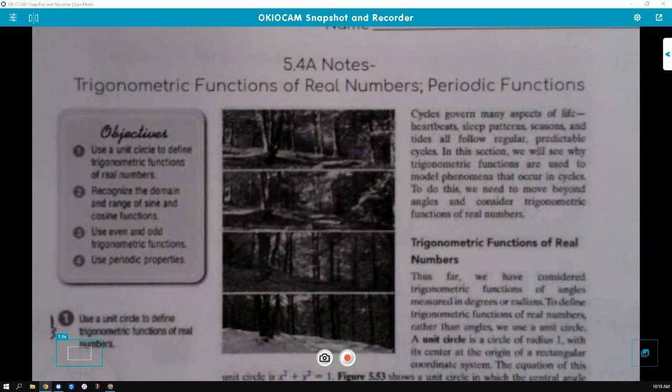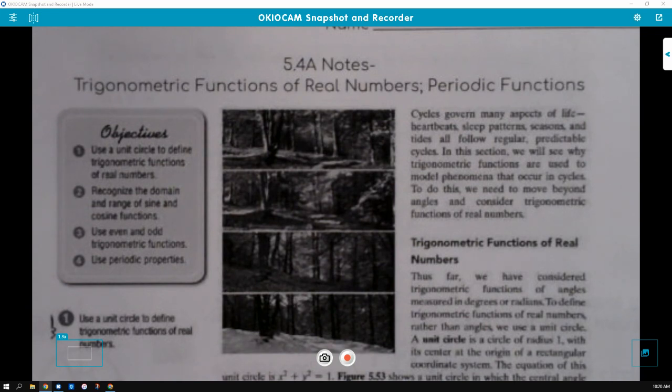Okay, so in the world, cycles govern many aspects of life. Heartbeat, sleep patterns, seasons, and tides all follow regular, predictable cycles. In this section, we're going to talk about why trigonometric functions are used to model those cycles, because trigonometric functions are also cyclical. We are moving beyond angles, and we are talking about trigonometric functions of all real numbers.